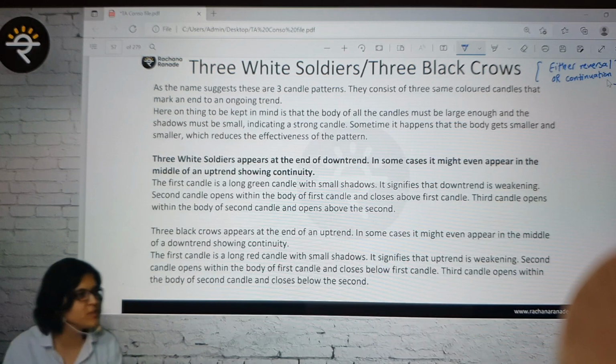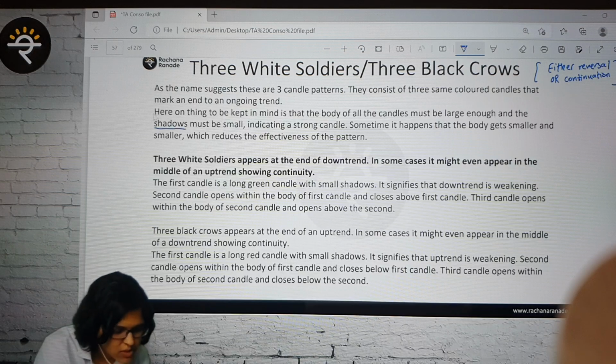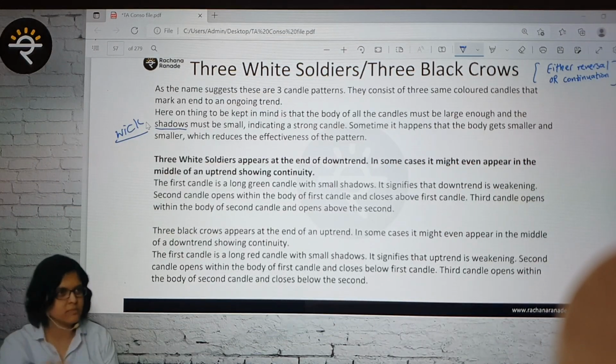Shadow means weak. Shadow is same as weak. Good you asked. Where is it? Shadow. Shadow means weak. What? That line?